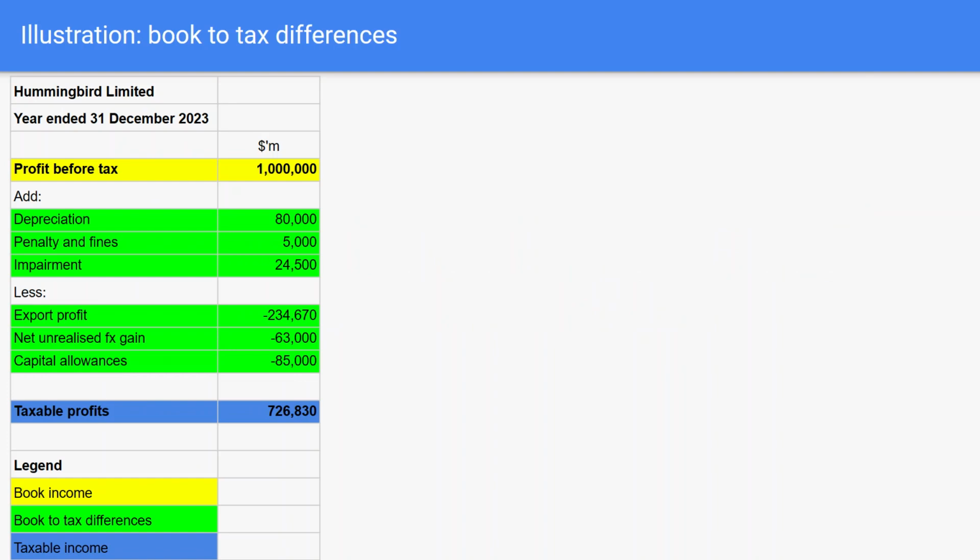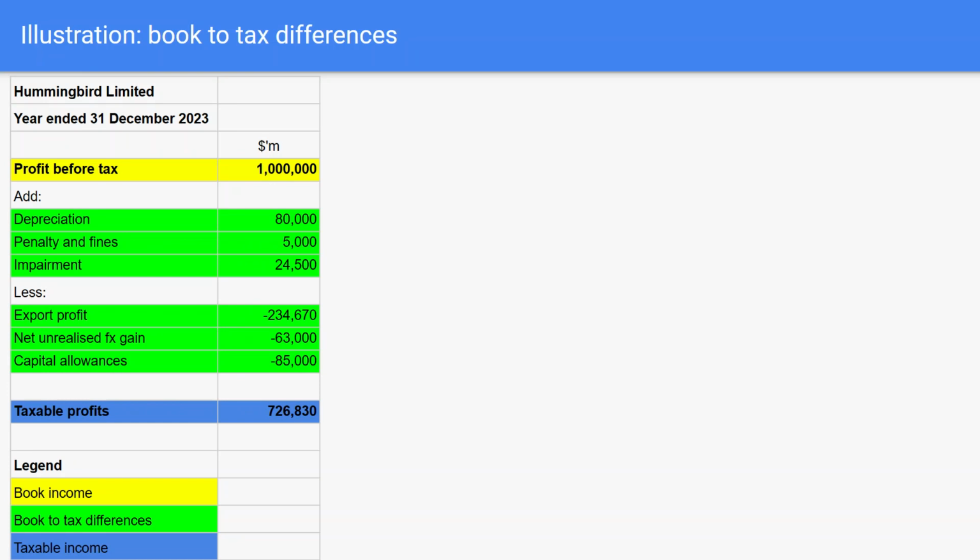I'm going to show you an illustration, which you can see now, to help you visualize what book to tax differences are. This is the tax computation for Bed Limited for the year ended 31 December 2023. They've got a profit before tax of $1 billion, and they have certain adjustments from depreciation to penalty and fines to impairment to export profit. They've also got unrealized foreign exchange gain and capital allowances, and all together they culminate into the number you've got here, which is your taxable profit of 727 billion.